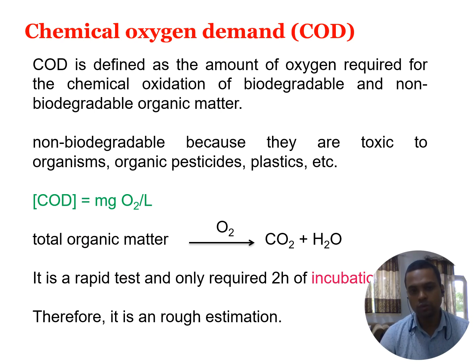Okay, so now we're going to talk about chemical oxygen demand. Chemical oxygen demand is basically this: if you have an organic chemical that can be degraded by microorganisms, to survive these microorganisms need oxygen. How much oxygen is needed to digest all the organic material present in wastewater is the measure of chemical oxygen demand. It is given in mg of oxygen per liter. The total organic matter consumes oxygen and produces CO2 and water.